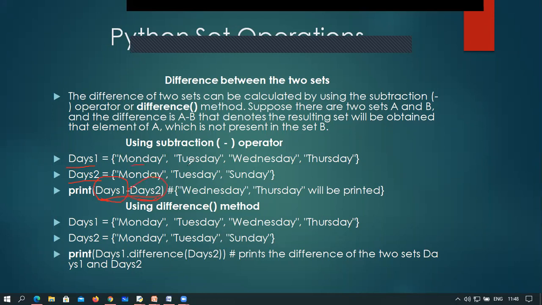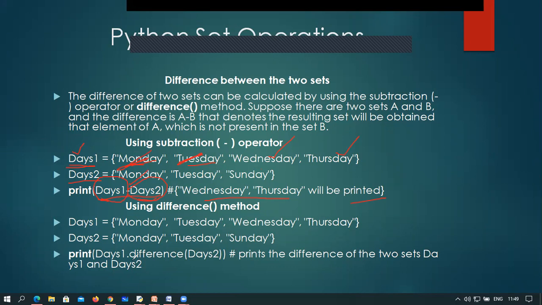Over here, you have Monday, Tuesday, Wednesday, and Thursday. Out of these four, you are saying days 1 minus days 2. Is there any element that is present in days 2 as well? Yes, Monday is there, Tuesday is there. So Monday won't get printed, Tuesday won't get printed. Only Wednesday and Thursday will be printed. So which elements are being printed? Those elements that are present in the first set but not present in days 2. Those elements of days 1 that are not present in the other set are being printed.